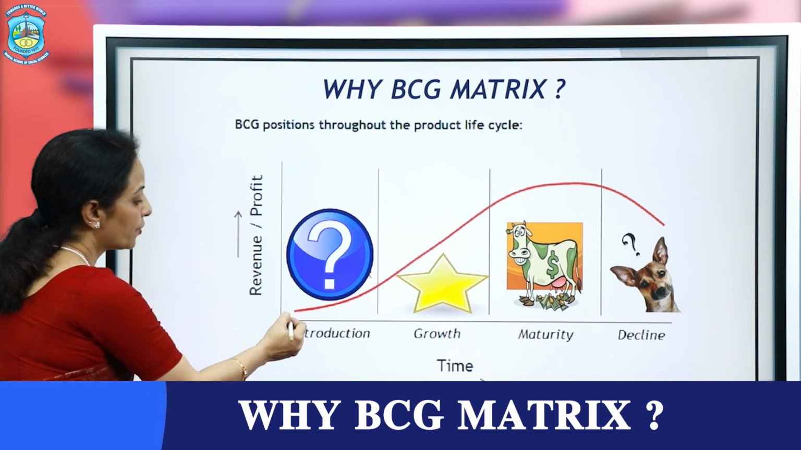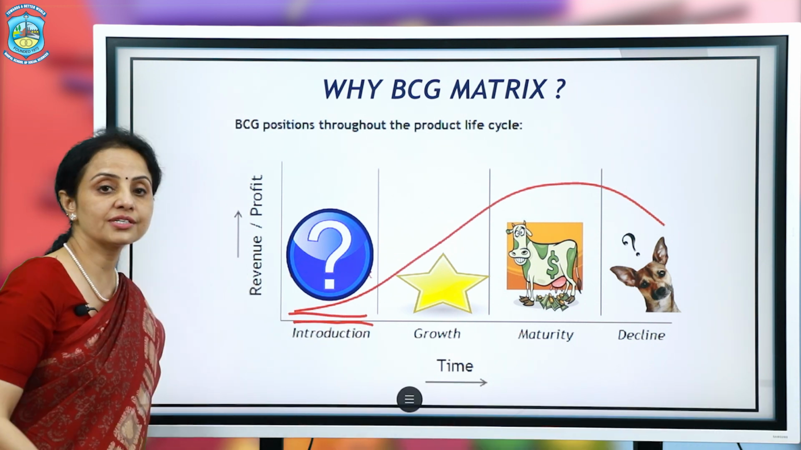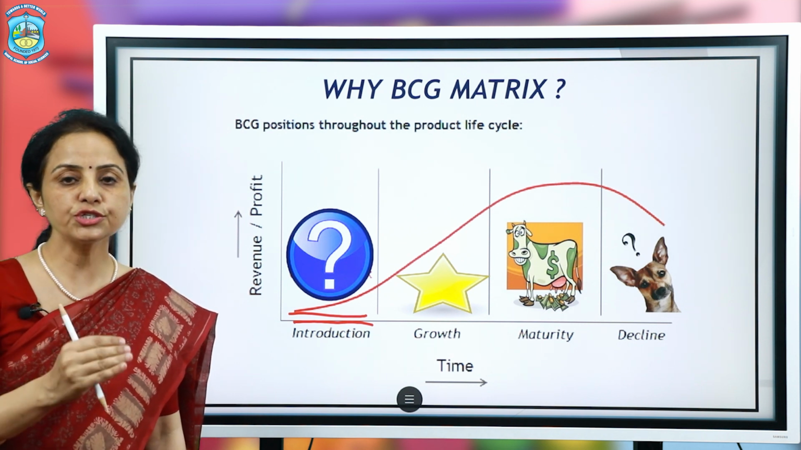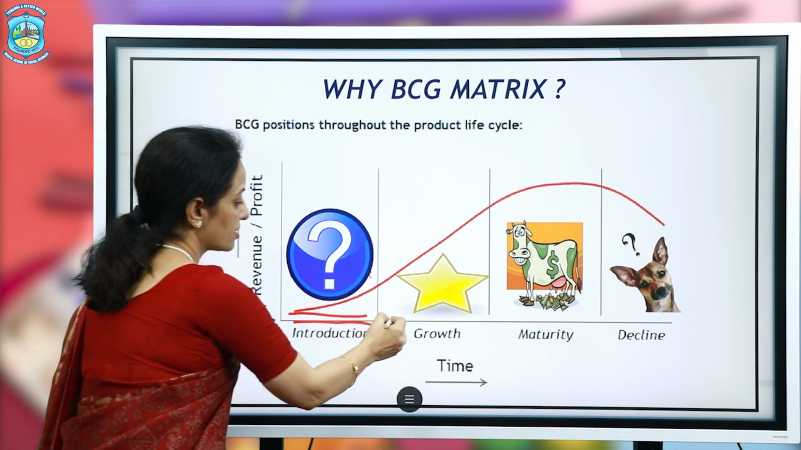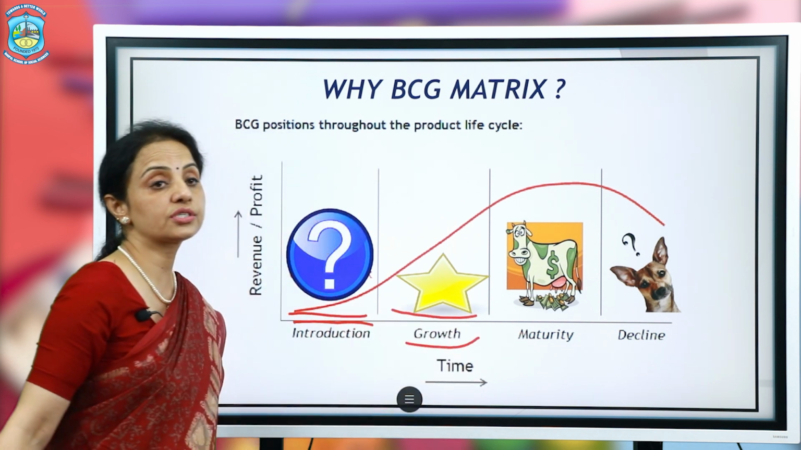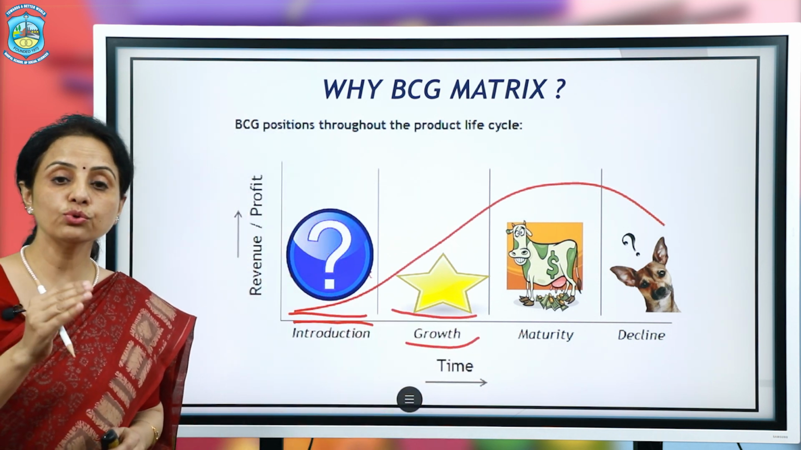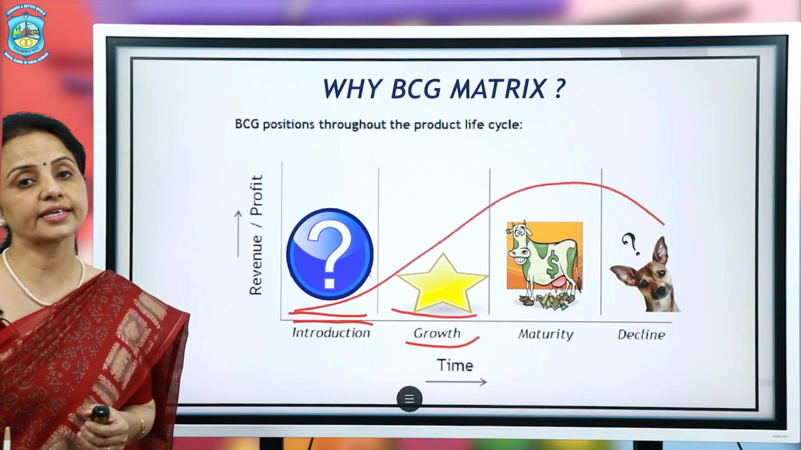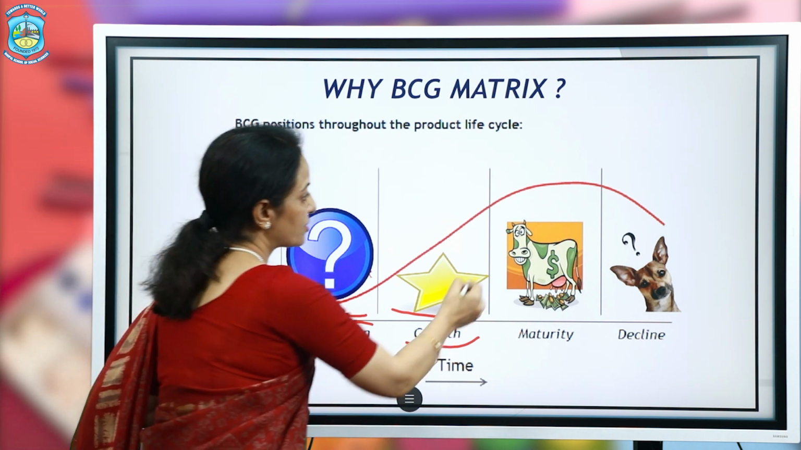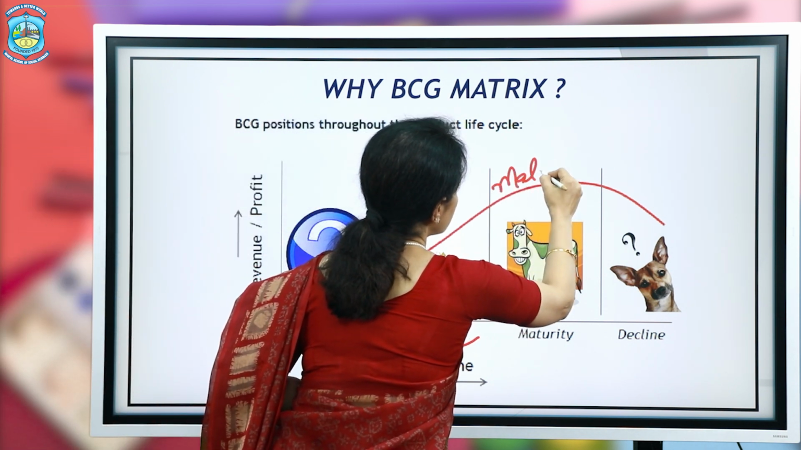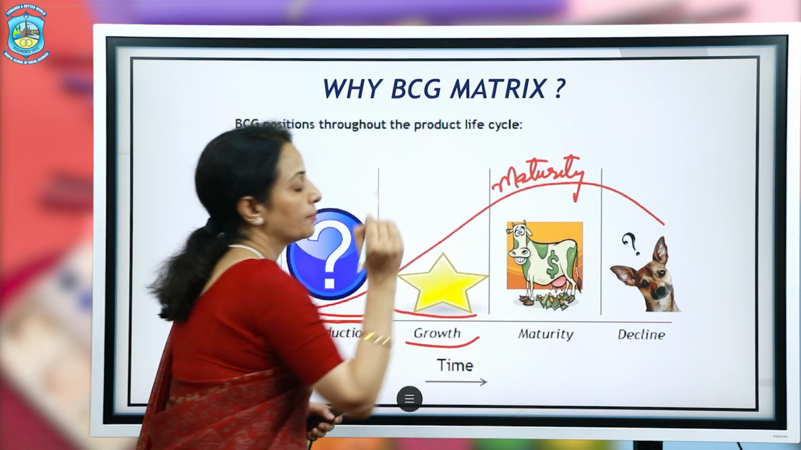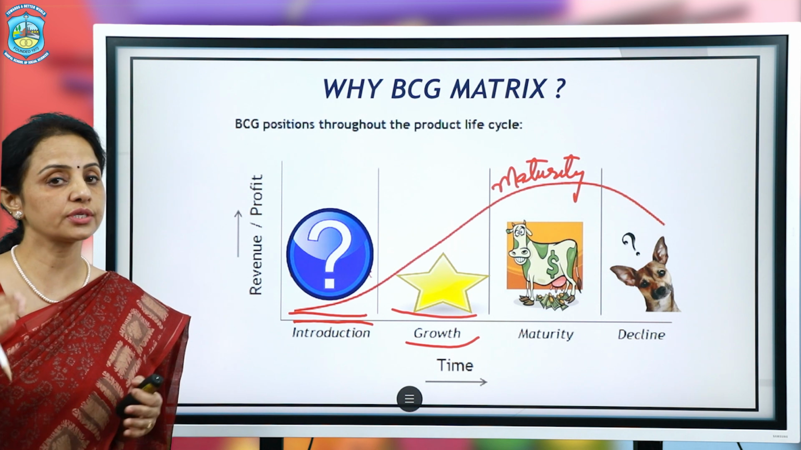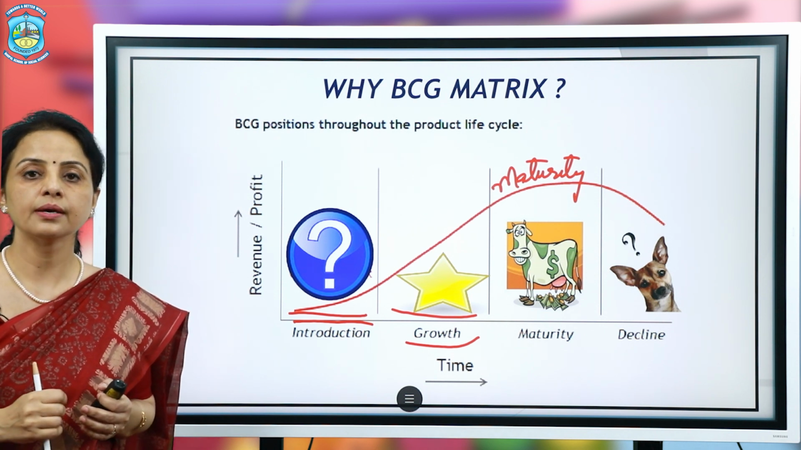The question marks represent the firms or businesses which are at the introduction phase. This is when new products are being introduced into the market. Stars are present at the growth stage. These are the SBUs where the products are in the growth stage and the sales are increasing at the fastest rate. Cash cows, as you can see, are the maturity stage of the product life cycle, when the sales are near their highest, but the rate of growth is slowing down due to saturation in the market.